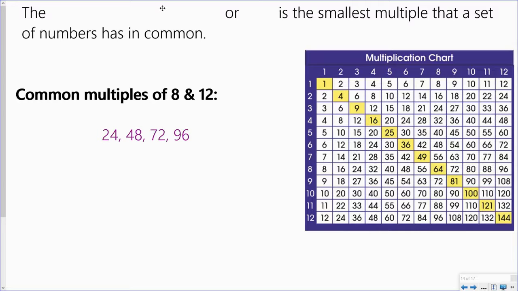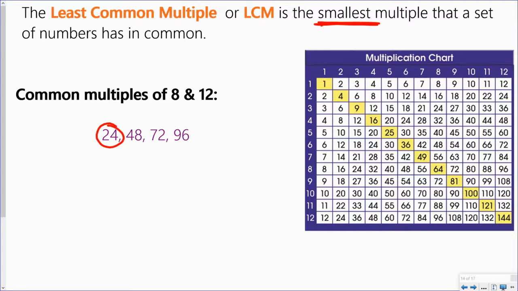Now we are going to look for the least common multiple, or the LCM, which is the smallest multiple that they have in common. Again, we're looking for the smallest multiple. In this case, 24 is the smallest multiple that they have in common. So we would say the LCM, or least common multiple, for 8 and 12 is 24.